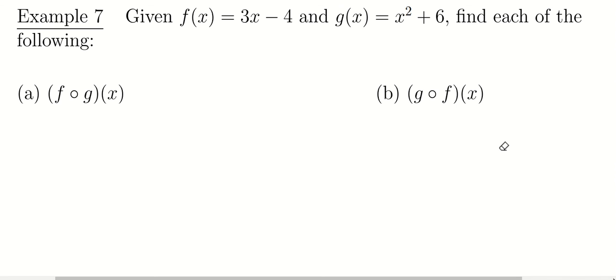Let's get some practice with this. In example 7, suppose we have f of x and g of x, and let's find each of the following. The first one we want to find is f composed with g of x. This is by definition f of g of x.